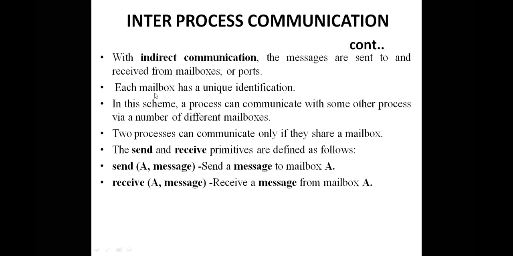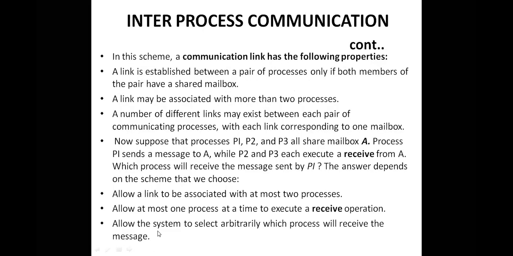Here we need to understand one thing: each and every mailbox has a unique identification. Why? Because different processes are using different mailboxes, so the mailboxes are different for different communications. In order to uniquely identify the mailbox, we require an identifier, to know which mailbox is used for which processes. So each and every mailbox needs to be assigned an identifier that must be unique. So this is indirect communication.